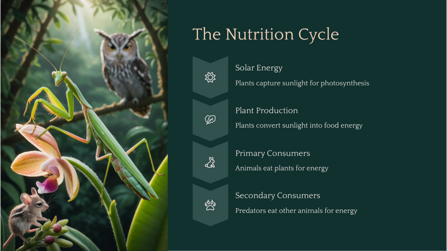Students, here's the nutrition cycle. First, plants capture sunlight to make food. Next, plants produce energy-rich food for themselves. Then, primary consumers, like herbivores, eat plants. Finally, secondary consumers, like predators, eat other animals for energy. Now, students, notice this. Energy from the sun flows through the entire food chain, keeping life moving forward.